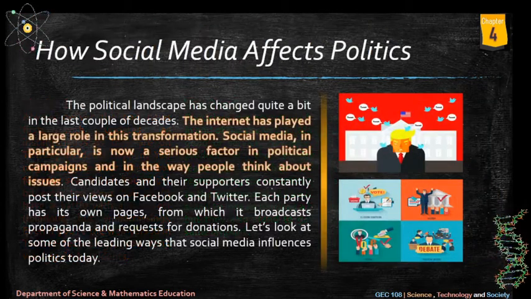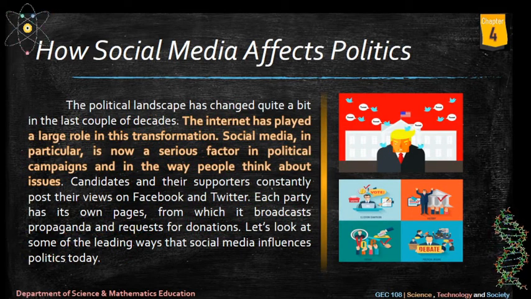How social media affects politics. The political landscape has changed quite a bit in the last couple of decades. The Internet has played a large role in this transformation. Social media, in particular, is now a serious factor in political campaigns and in the way people think about issues.